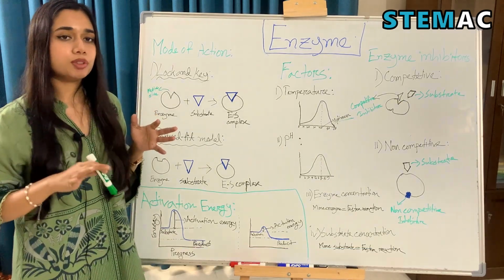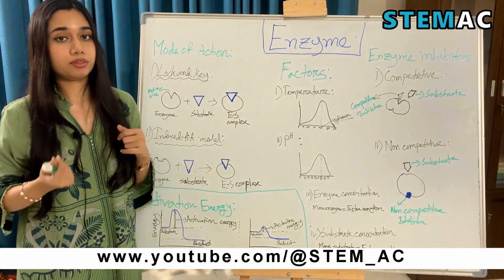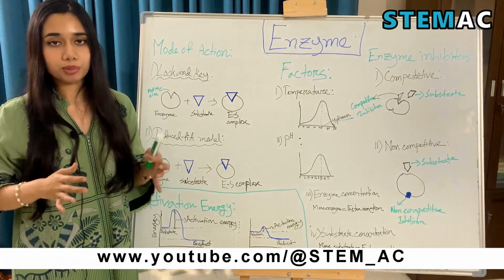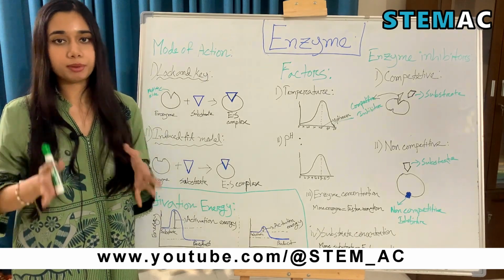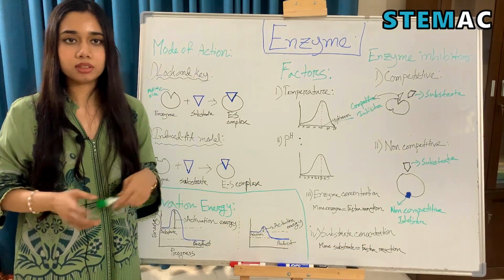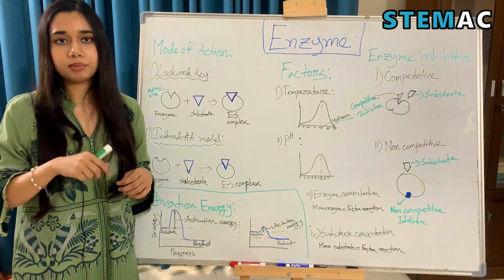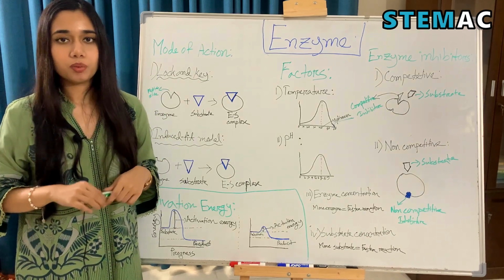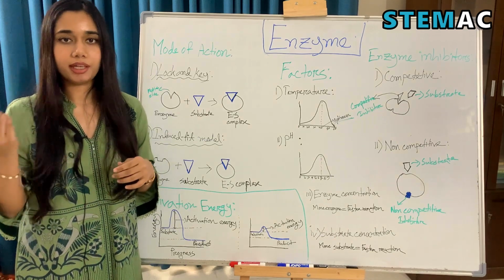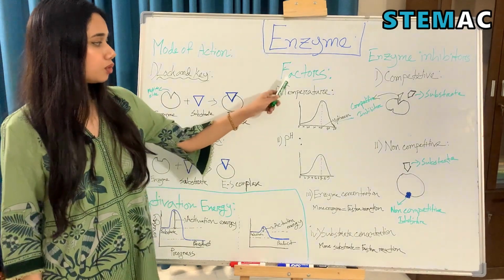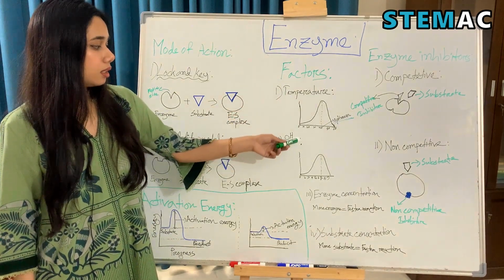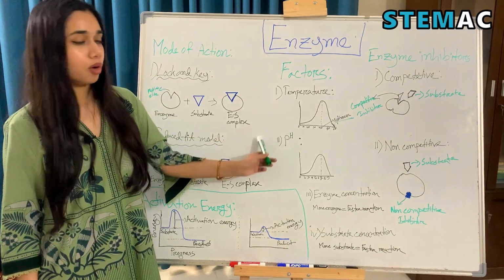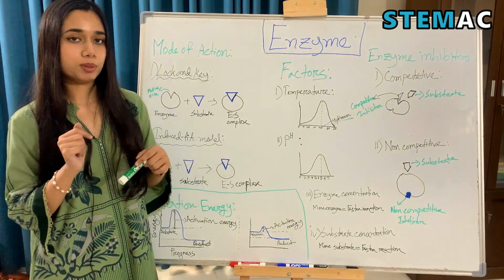Now, different types of enzymes may have different optimum temperatures. For example, human enzymes have an optimum temperature of 40 degrees Celsius, whereas enzymes found in bacteria living in hot springs will have an optimum temperature much higher. Similar to temperature, enzymes can also have an optimum pH.